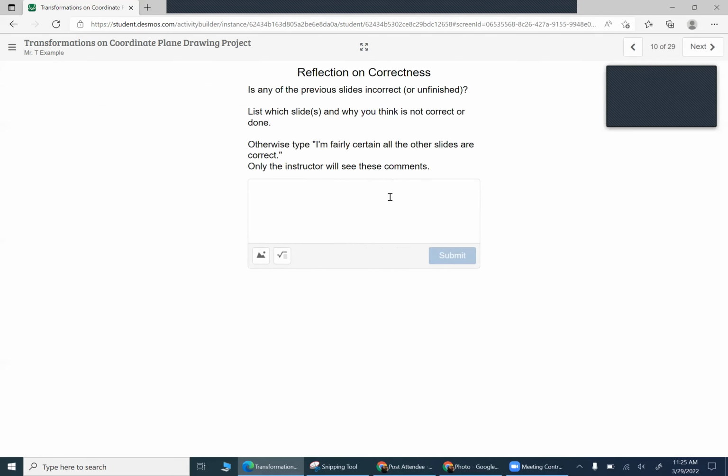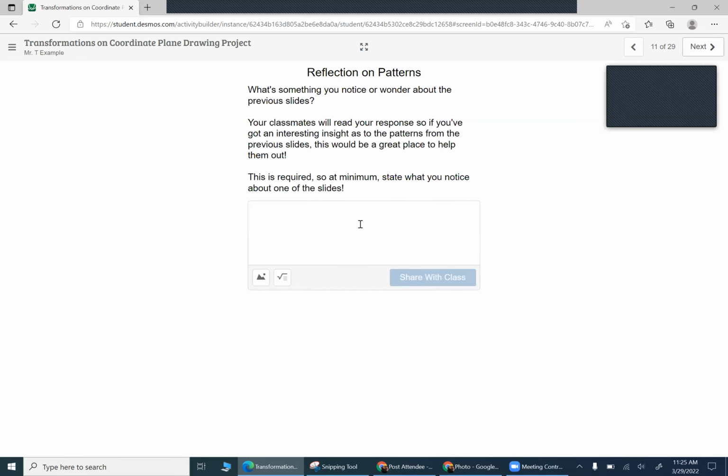So in the previous slides, is any of the previous slides incorrect or unfinished? No, I got them all. I'm just gonna say, I'm fairly certain done and this is correct. Okay. Next one. Was there something you noticed or wondered about the previous slides? You've got to write that down. Hopefully your classmates have written something. You'll see what they said. So write something there.